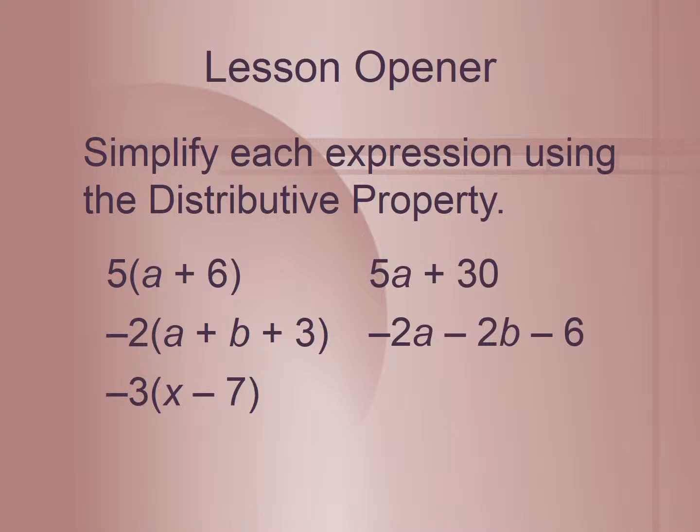Our next problem has -3(x - 7). So negative 3 times x is negative 3x, and negative 3 times negative 7 is positive 21, which is why that becomes plus 21.